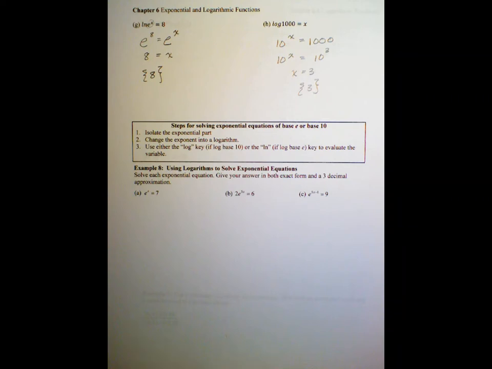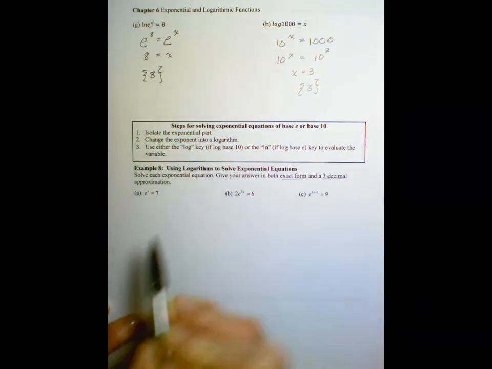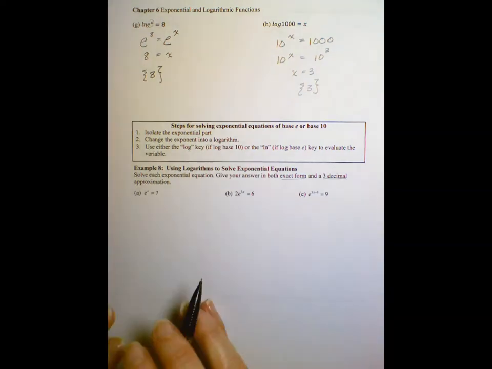Step 1 says to isolate the exponential part, and now we're going to change it to a log and use either the log key if it's log base 10 or the ln key if it's log base e to evaluate the variable. So this time we're asked for an exact form and a 3 decimal approximation. So we will be calculating that irrational result and rounding.